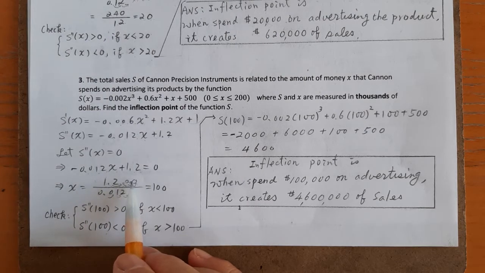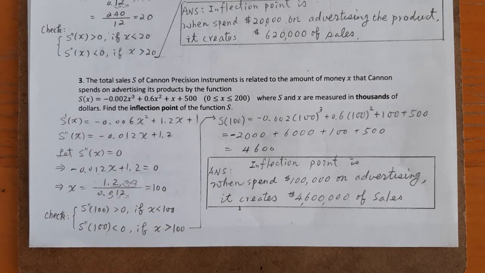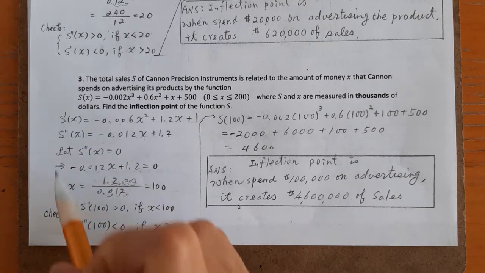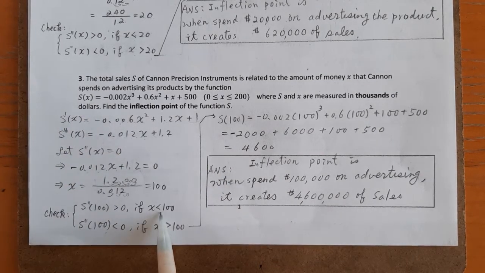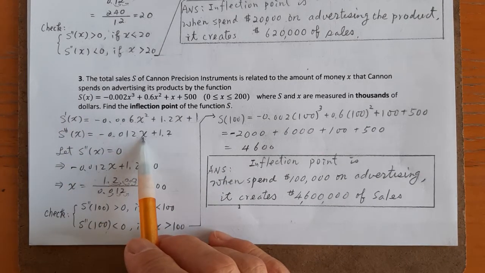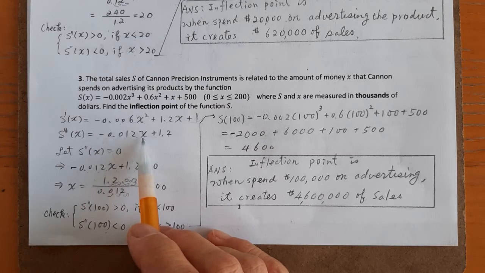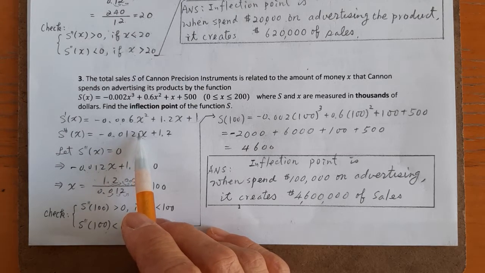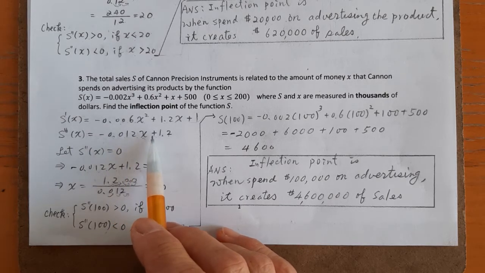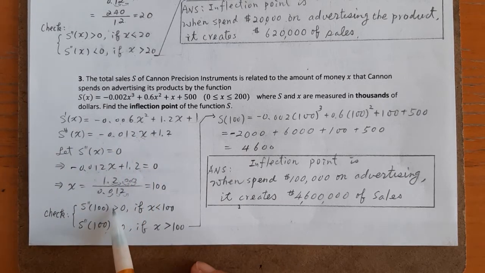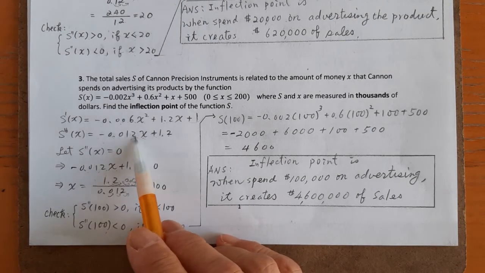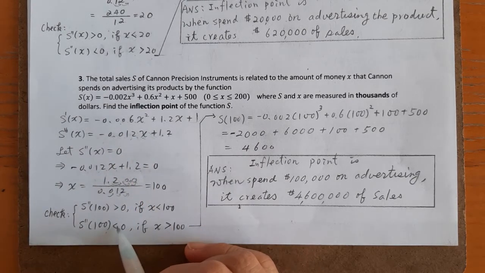So it's 1,200 divided by 12. Cancel, get 100. And then check. For 100, check this second derivative function. For a number less than 100, for example 60 or 50, you plug it in here and add 1.2, and it becomes positive, greater than 0. And if you let x be greater than 100, for example 200, you plug it in, then add 1.2 and it becomes negative.